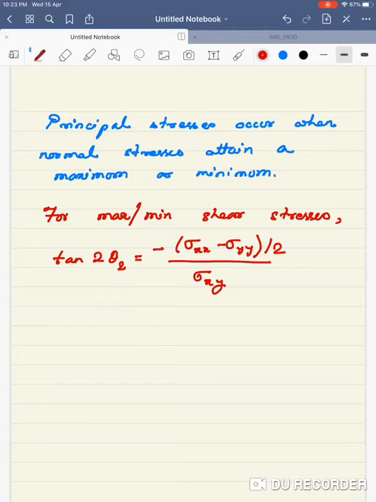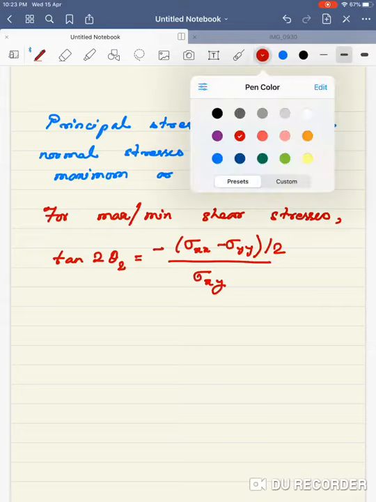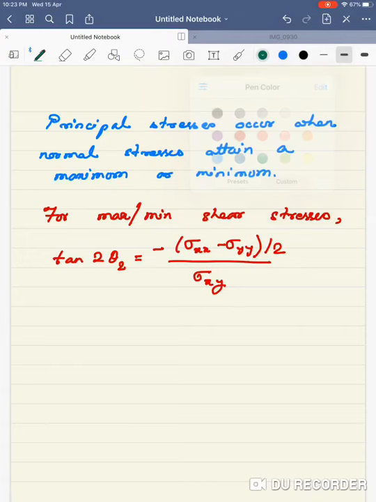By the way, I forgot to mention that this is only for two-dimensional states of stress. We'll need this later on when we are discussing some of the failure theories, so I just wanted to do this recap. Okay, that brings us to the important point, which is what we want to discuss: the yield and failure criteria.